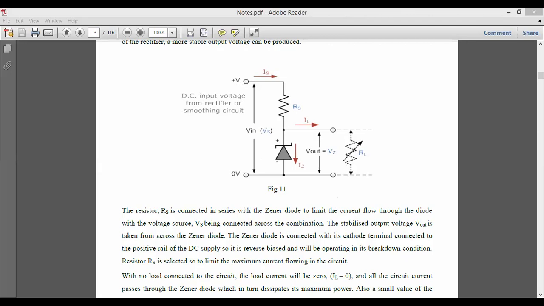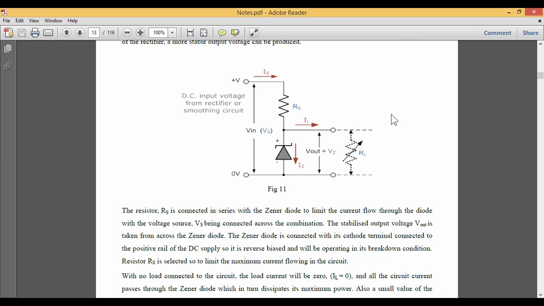So it is reverse biased, because basically the Zener diode is operated under reverse bias, right? And if you see the operating point for the Zener diode, it is nothing but the breakdown region. The resistance RS is selected to limit the maximum flow of current through the circuit, or you can say through the diode. We should not allow an excess amount of current through this particular path. Therefore, the value of resistance RS should be selected in such a way that it limits the flow of charge through the circuit.